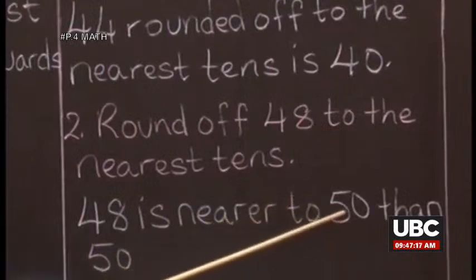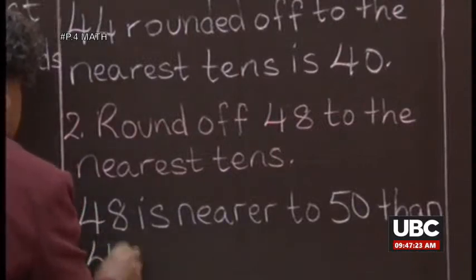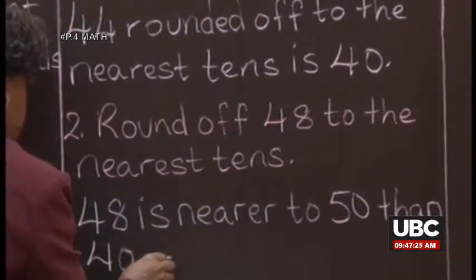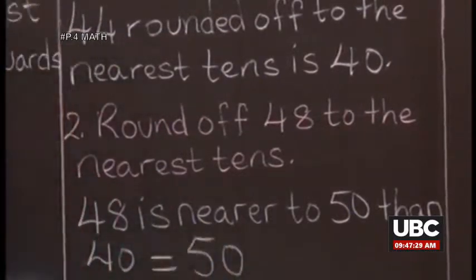Forty-eight is nearer to 50 than 40. And so, 48 rounded off to the nearest tens is 50.